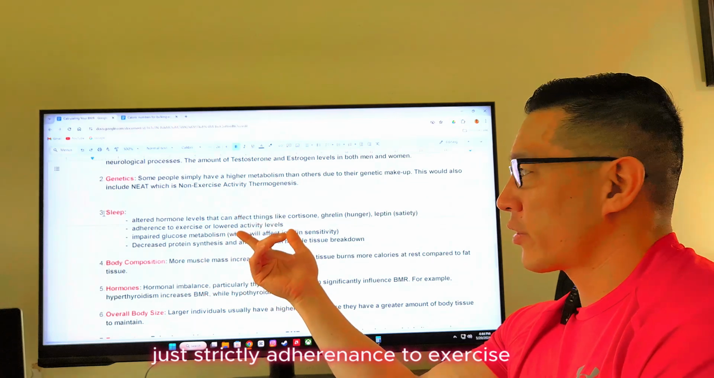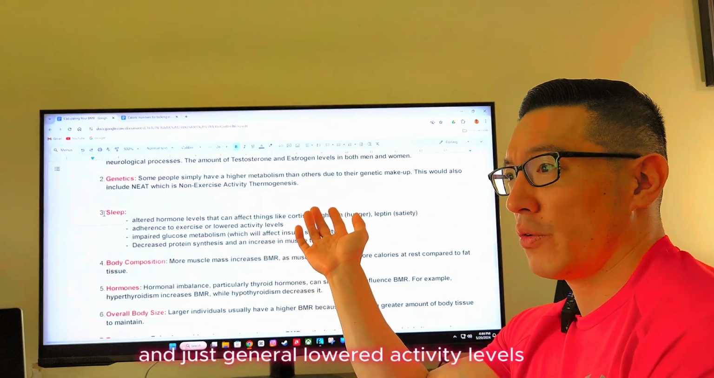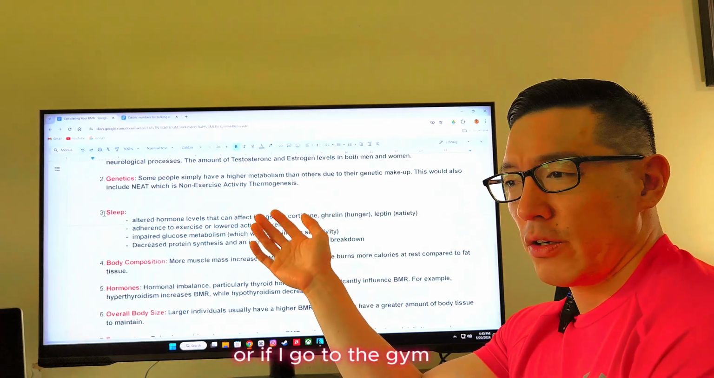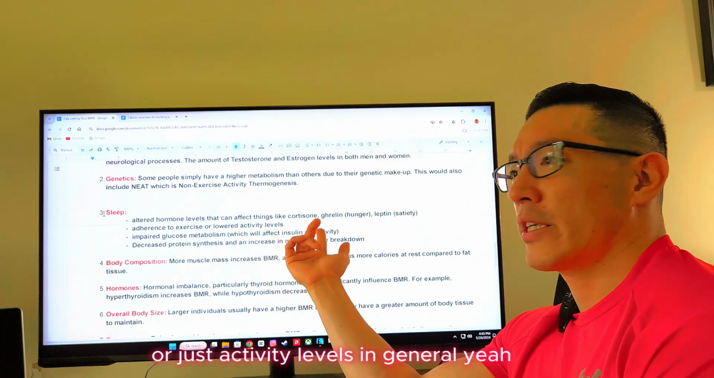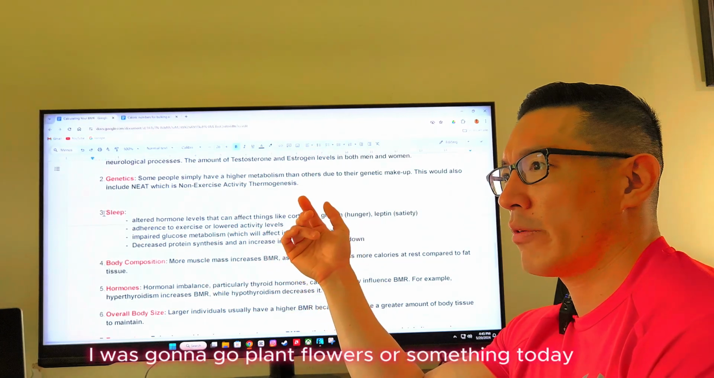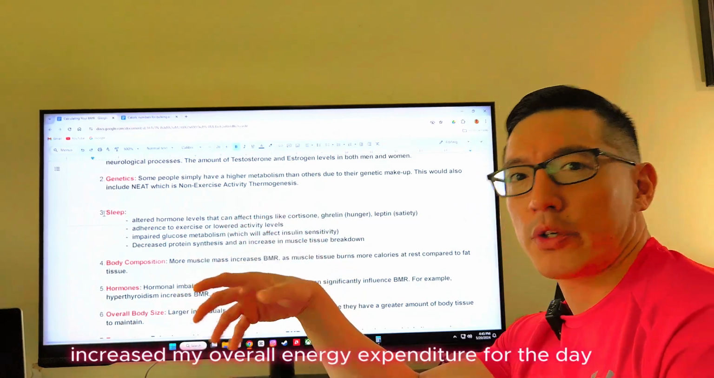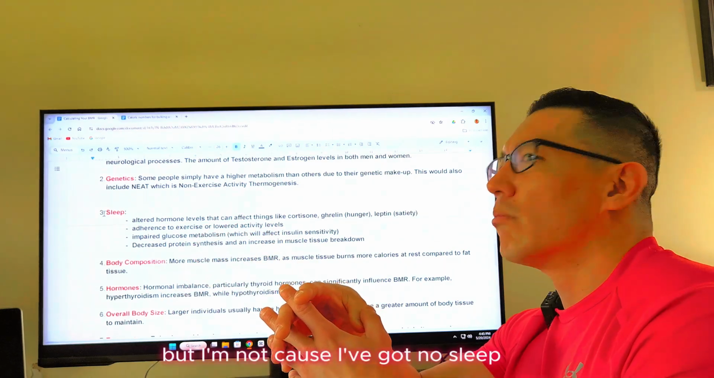Just strictly adherence to exercise and just general lowered activity levels. That could be, well, I didn't get any sleep, so I'm not going to go to the gym today. Or if I go to the gym, I'm not going to put as much effort in. Or just activity levels in general. Yeah, I was going to go plant flowers or something today, which would have increased my overall energy expenditure for the day. But I'm not, because I've got no sleep.